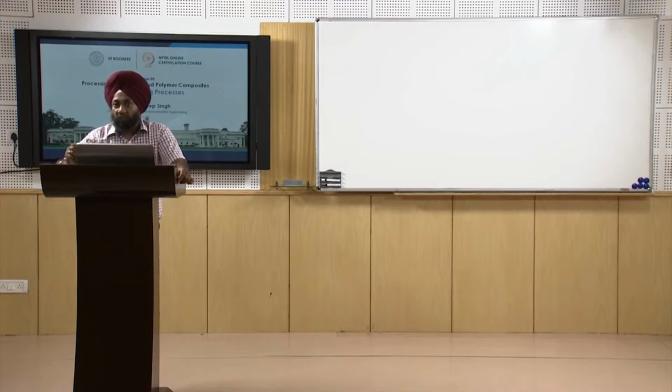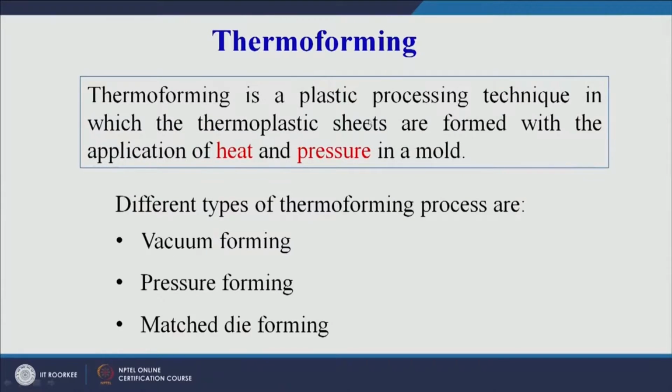And number 4, the mold is used to deform the sheet into the desired shape. So the basic definition, once again I am reading for you. Thermoforming is a plastic processing technique in which the thermoplastic sheets are formed with the application of heat and pressure in a mold. Another point that you should remember here is that this is thermoplastic sheets.